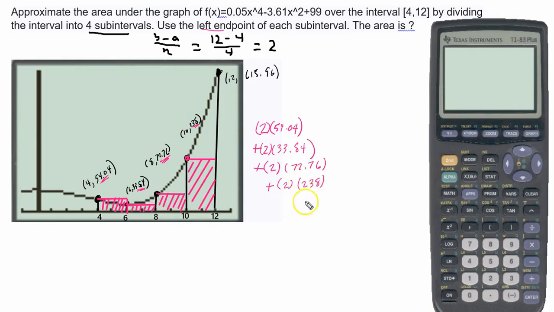Okay, now I can put all of those in my calculator term by term if I want to, but notice there's a 2 in all of them. So I can factor that out. And then I just have to do 54.04 plus 33.84 plus 72.76 plus 238.